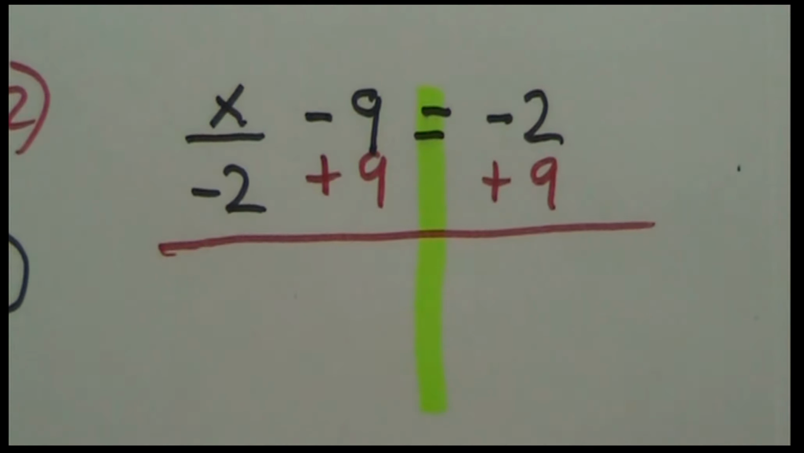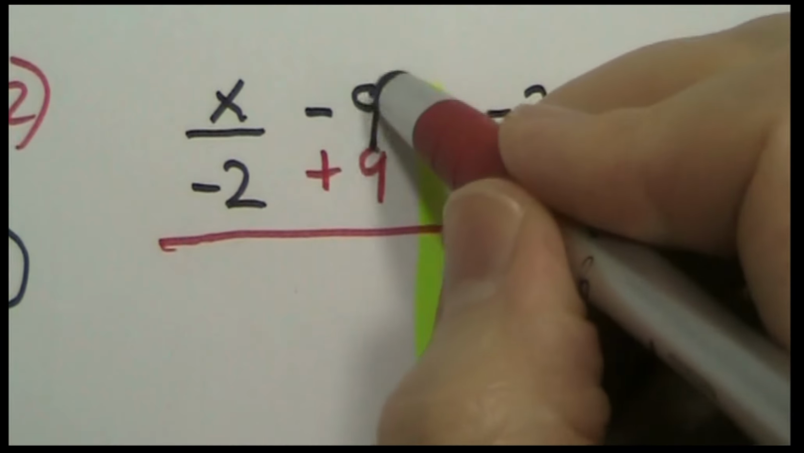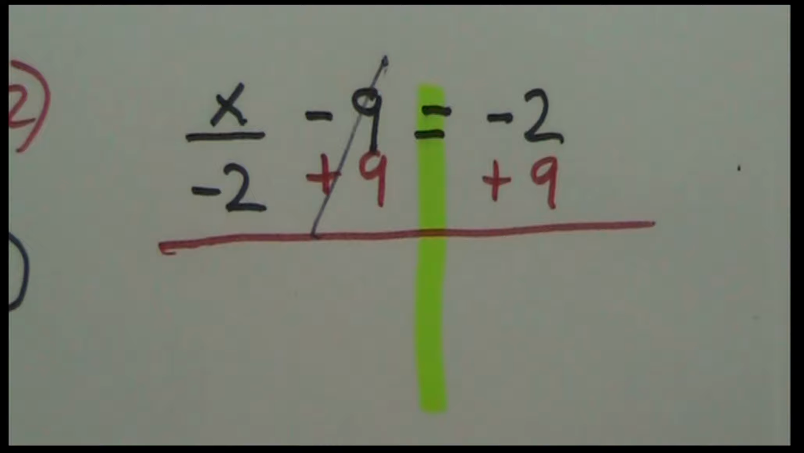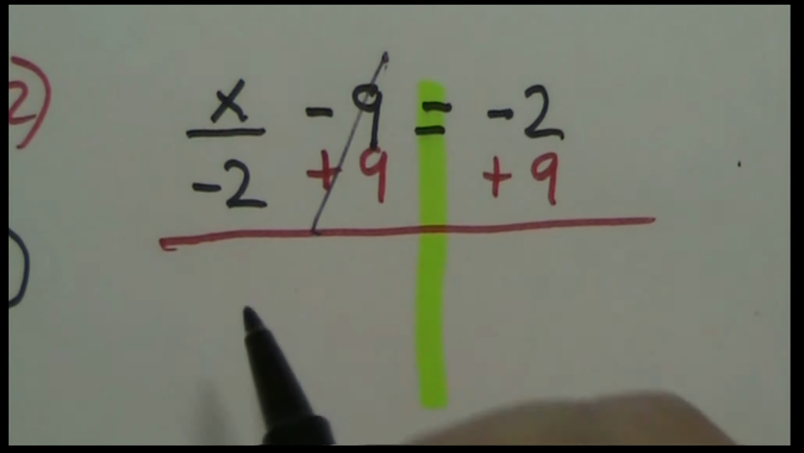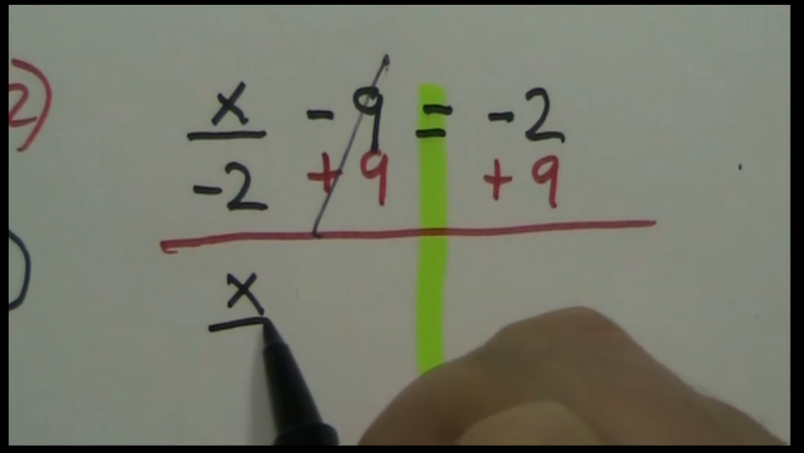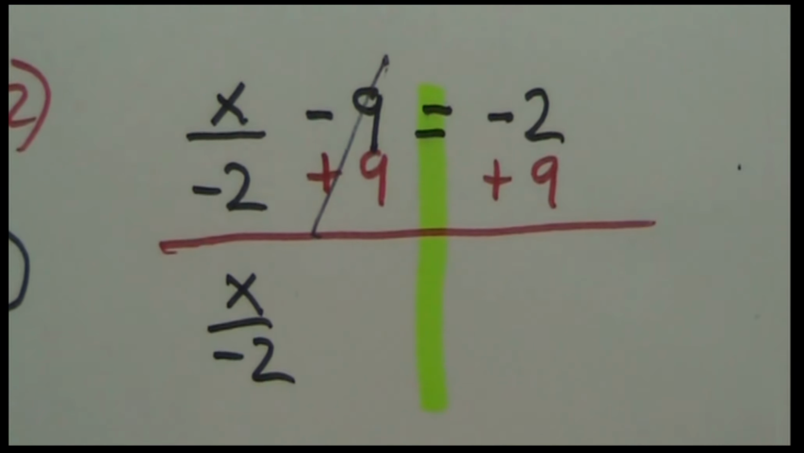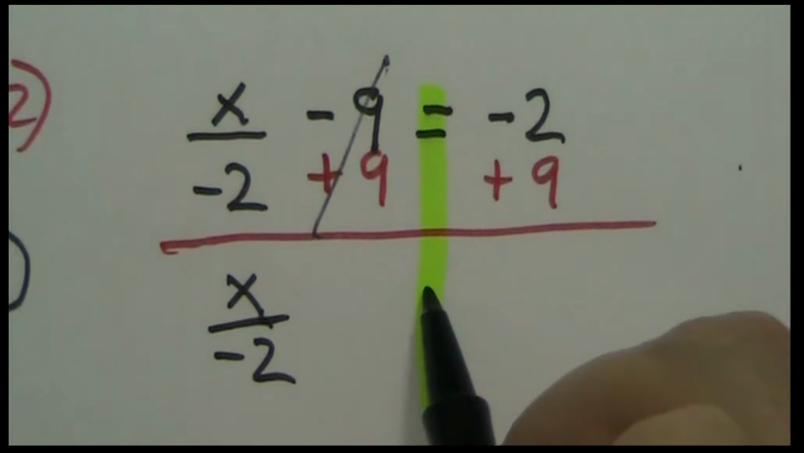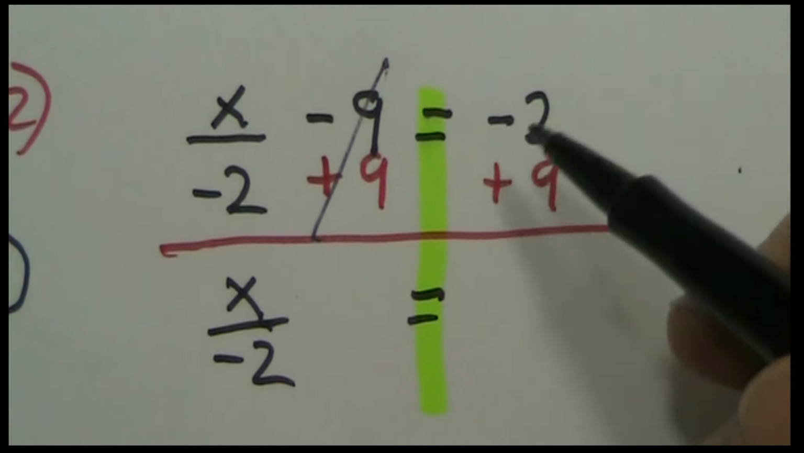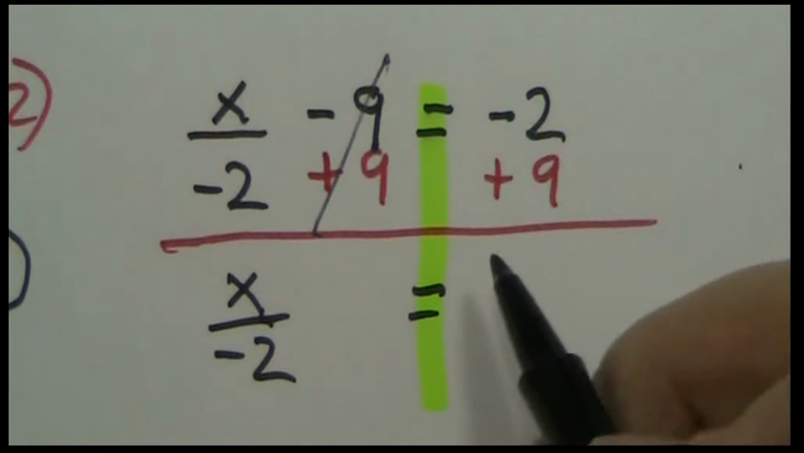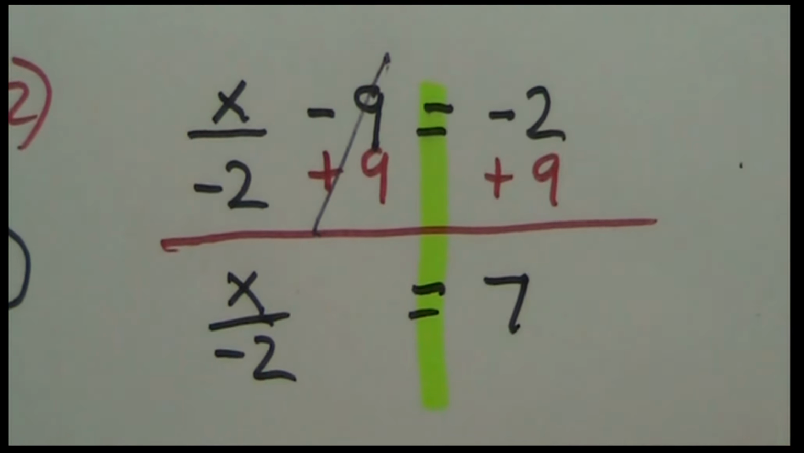When I do that, this becomes 0, right? These cancel each other, 0, and you're just left with this. So I'll just bring it down. That's what you're left with. On the right side, you have 9 and -2. That's 9 minus 2. That's 7.